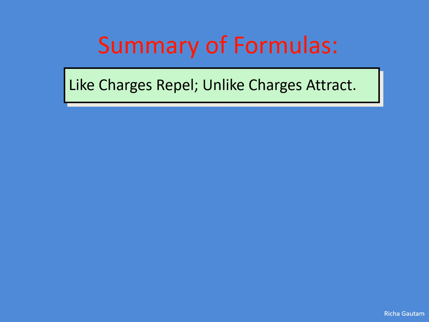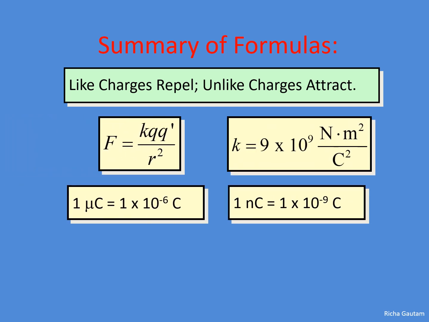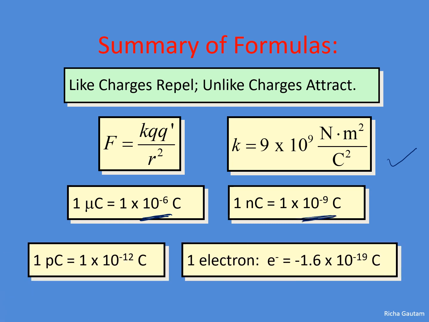So the summary of the formulas: all like charges always repel, and all unlike charges attract each other. This is Coulomb's law, the Coulomb's force, which we used in all the examples. And k is a constant, which is 9 times 10 to the power 9 newton meter squared per coulomb squared. For micro, you take 10 raised to the power negative 6. For nano, you take 10 raised to the power negative 9. Pico is 10 raised to the power negative 12. The charge on one electron is negative 1.6 times 10 to the power negative 19.